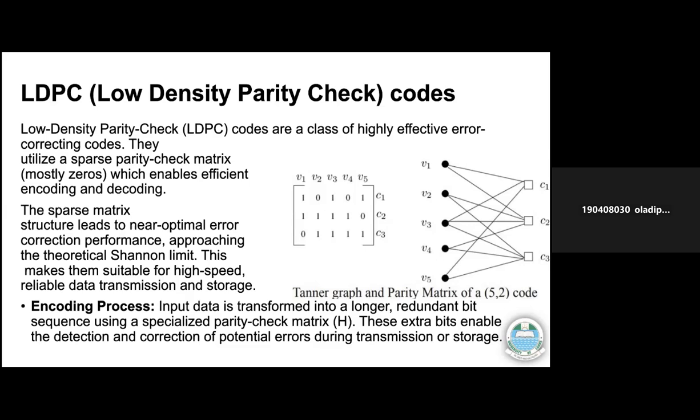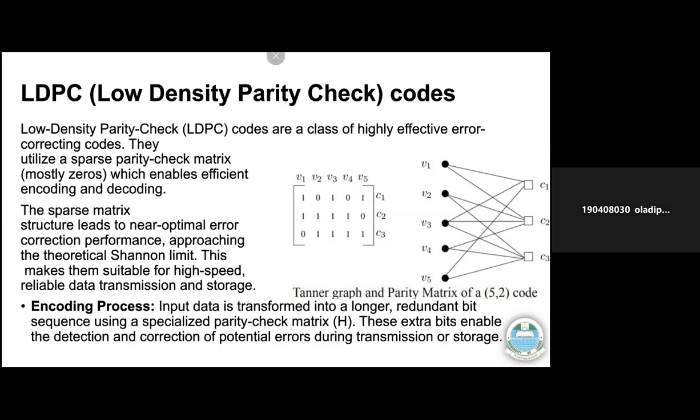So LDPC codes are error correcting codes used to improve reliability of data transmission and storage. They rely on a mathematical structure called a sparse matrix. The low density refers to the matrix sparsity, meaning most entries are 0, which makes the computation more efficient. The way it works is it encodes data into a longer bit sequence with redundant bits. This redundancy allows errors caused by noise to be detected and corrected.